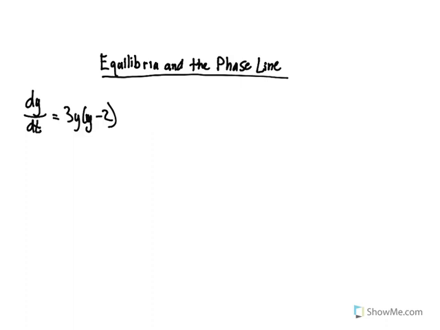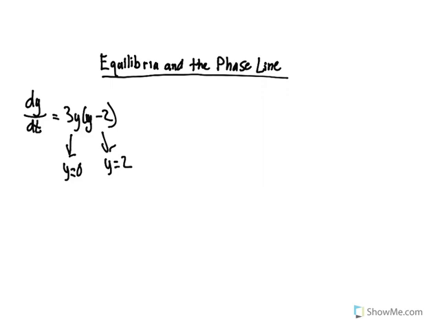In this example, we are looking at the function dy/dt = 3y(y - 2). We see that there are two equilibria. This would be at the points y = 0, given by the 3y, and also at the point y = 2, given by the factor y - 2.